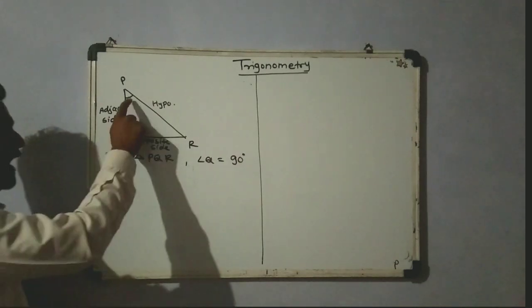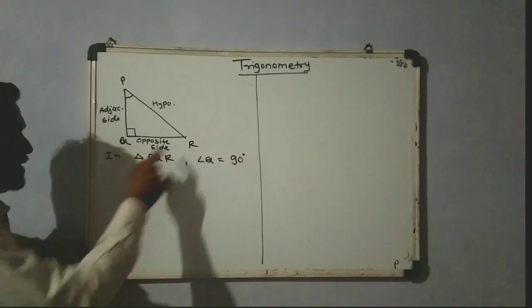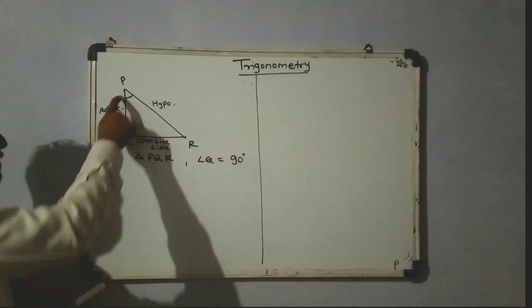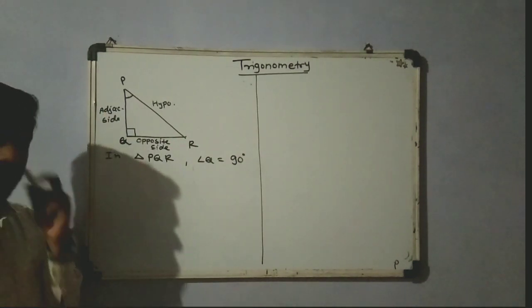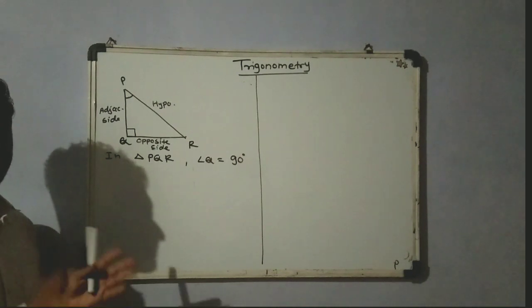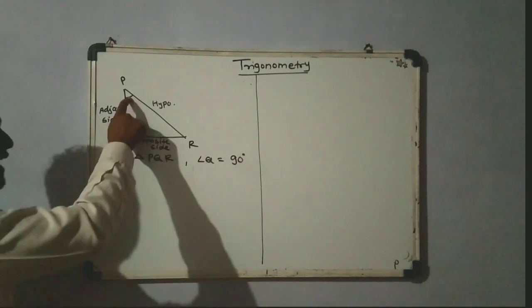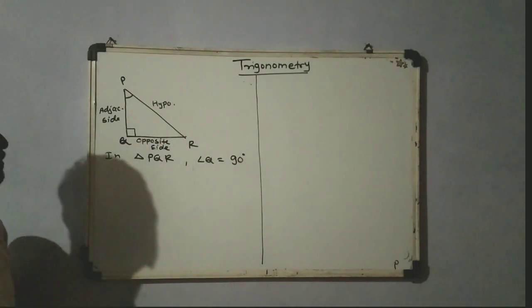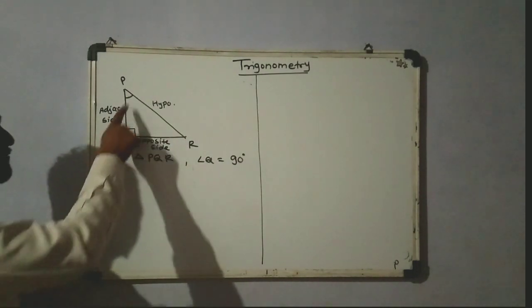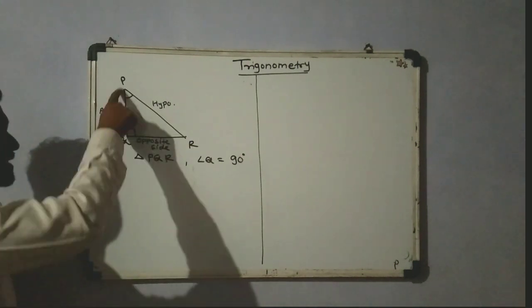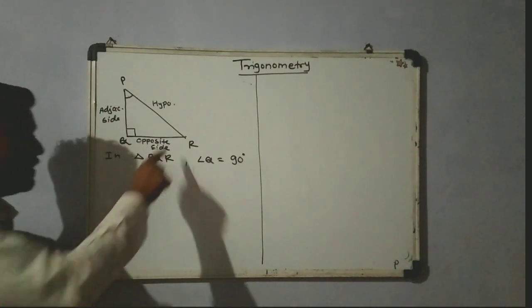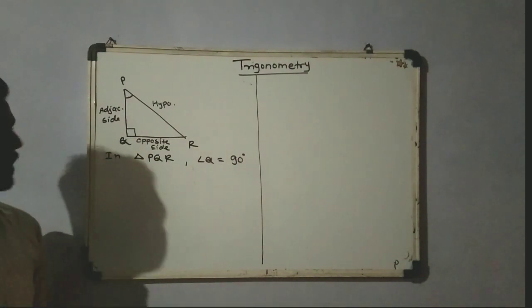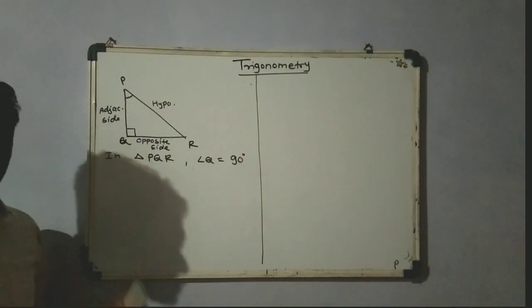So see, if you choose angle P, its opposite side is QR. If you choose angle R, its opposite side becomes PQ. Understand? Whatever angle you choose, its opposite side changes. Keep in mind this. So angle P, its opposite side is QR. Angle R, its opposite side is PQ. And the adjacent side, if you choose angle P, is PQ. If you choose angle R, its adjacent side is QR. Keep in mind. So in this example, I only choose angle P.